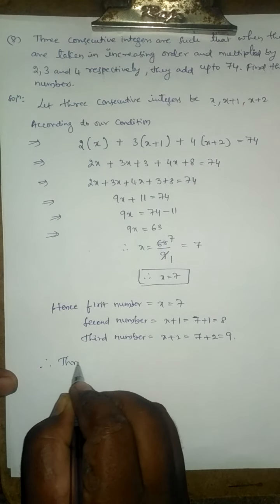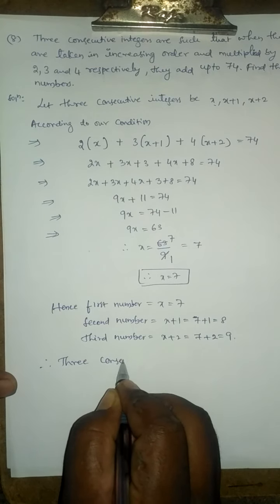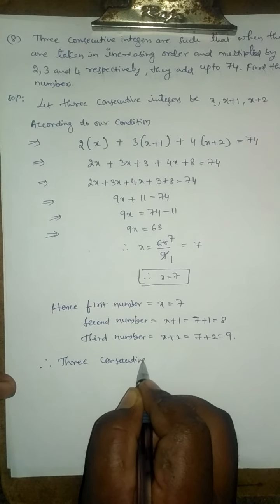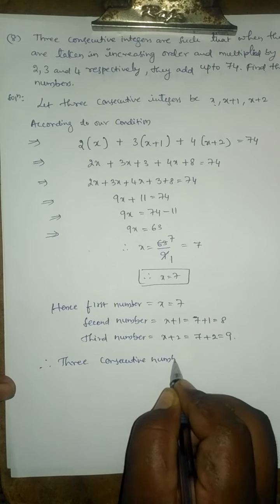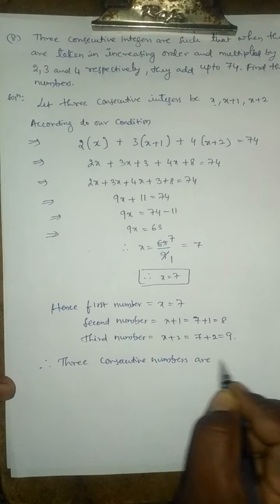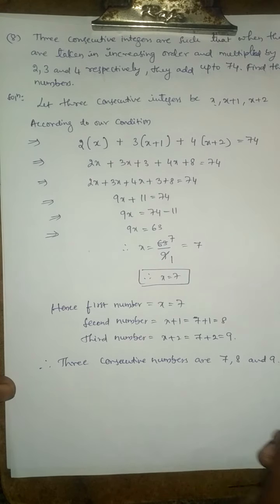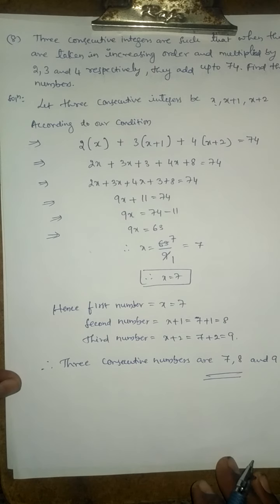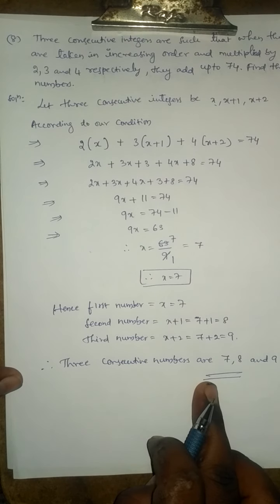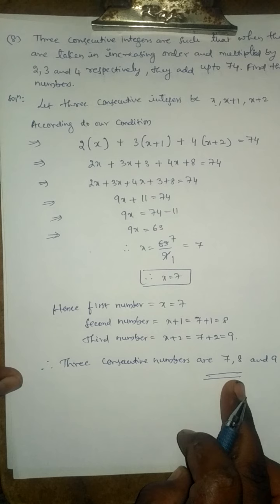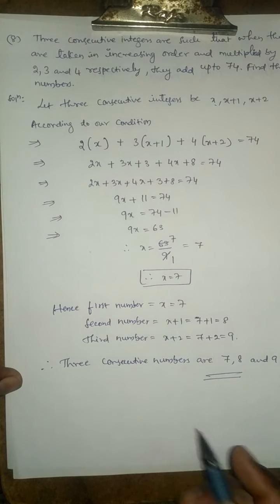Therefore the 3 numbers are 7, 8 and 9. So this is our result. If you multiply 2 to 7 and 3 to 8 and 4 to 9 and add, you will get 74.